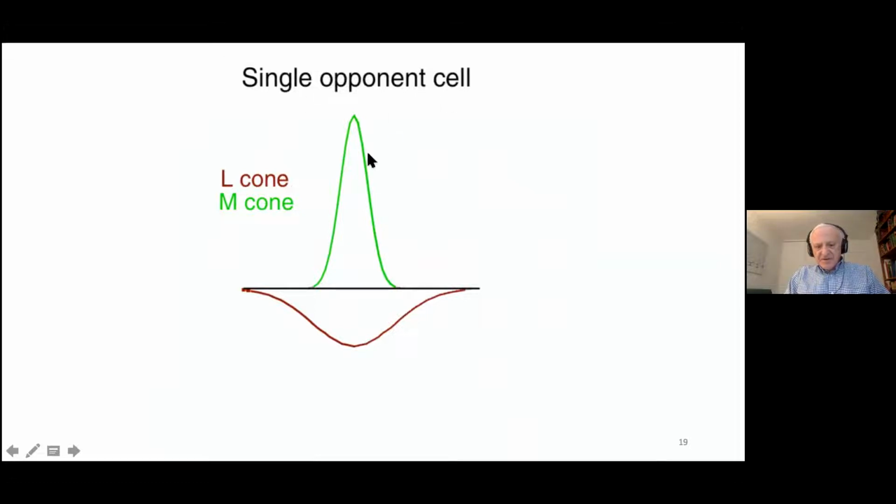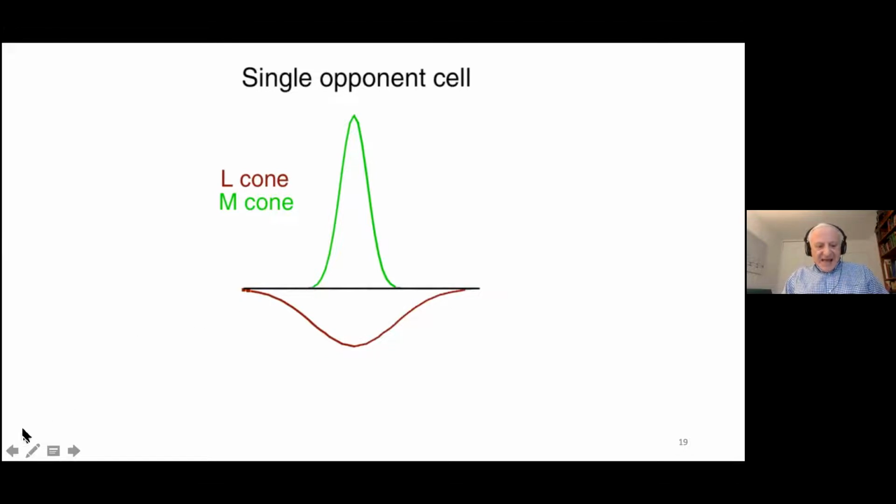So we call them single opponent, where the L cone has one polarity and the M cone has another, and they're spatially overlapping. One may be slightly bigger than the other, although there's a lot of spatial overlap, and they have opposite signs. The only sign difference is between the cones, but within a cone type there's net input of one sign. So this is the caricature of the input to the cortex, the single opponent cells.